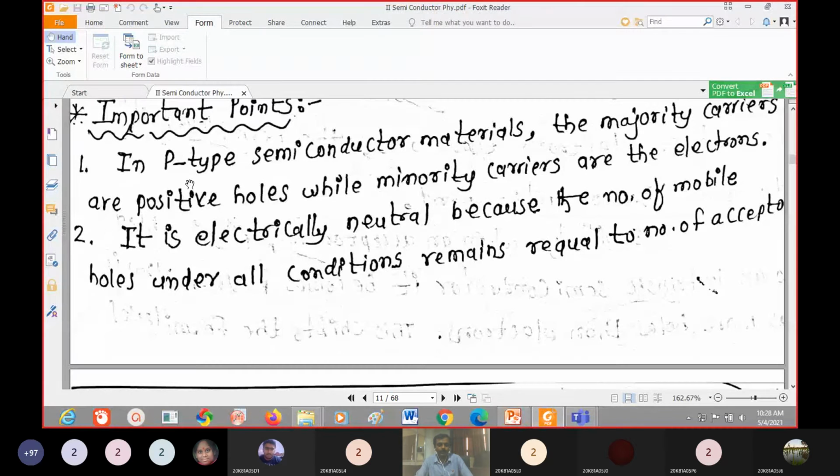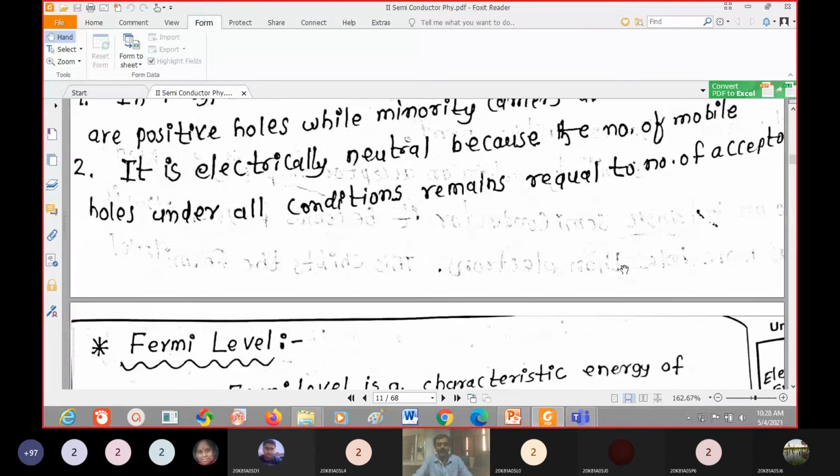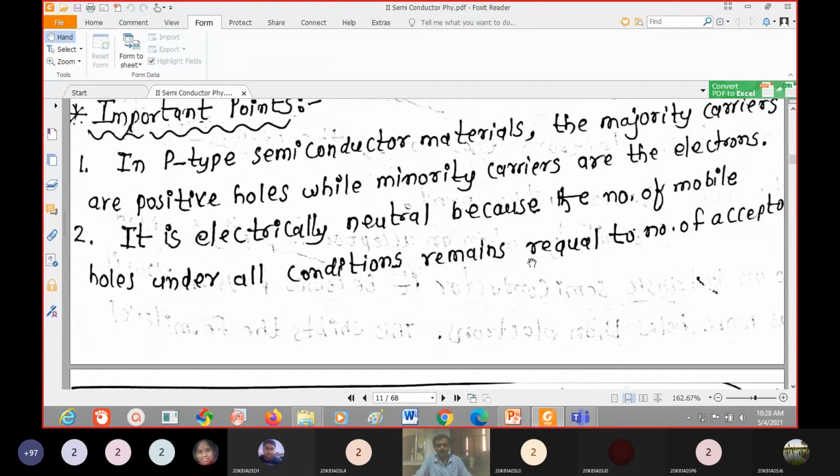Now we'll read some important points. In P-type semiconductor materials, the majority charge carriers are positive holes, while the minority charge carriers are electrons. The second point is that it is electrically neutral, because the number of mobile holes under all conditions remains equal to the number of acceptor atoms. So this is about P-type and N-type semiconductors.